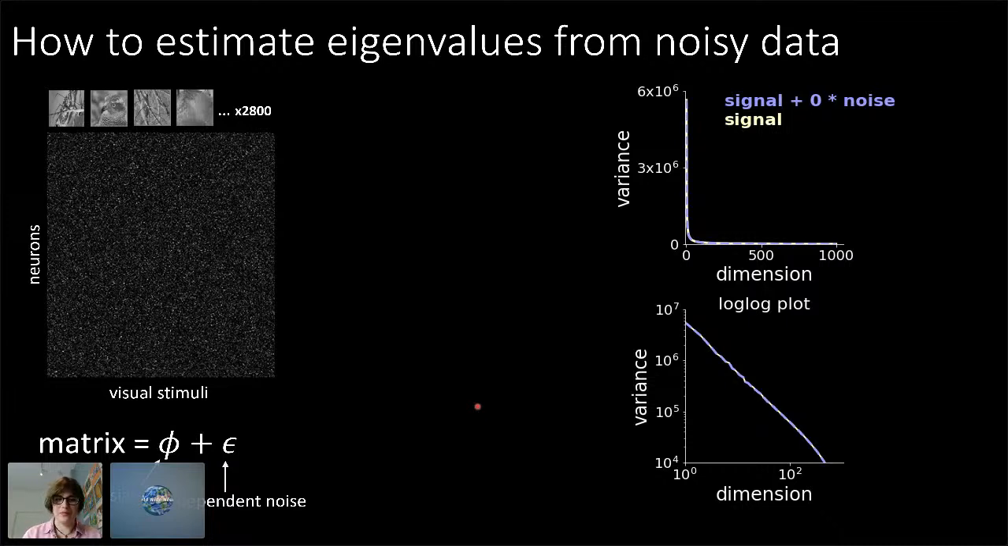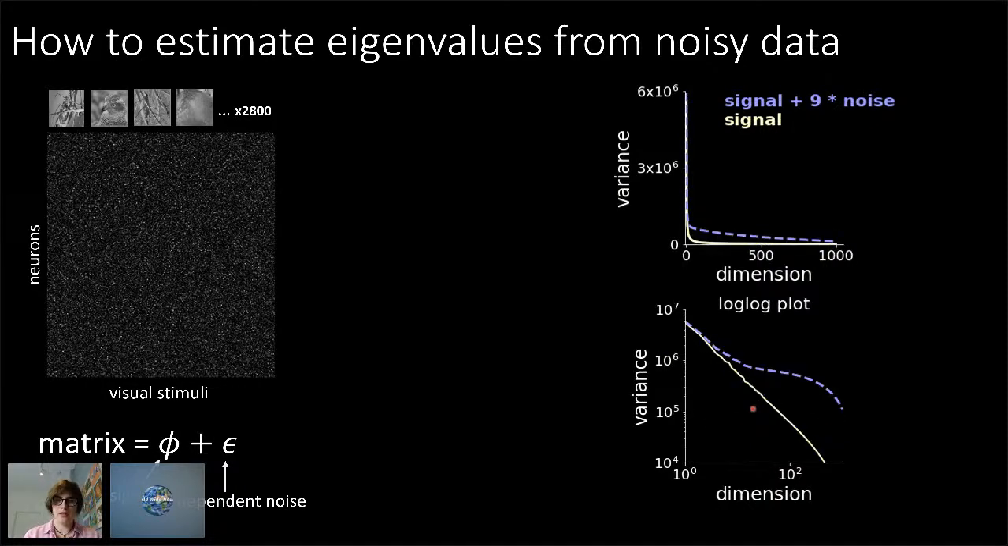And some of you might be able to guess, if I add Gaussian independent noise, what happens? I start to see that the eigenvalues at the end of the spectrum are going to be overestimated if I don't take into account this noise. So we need a way to remove this independent noise.